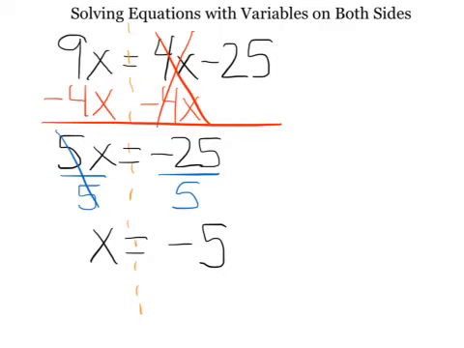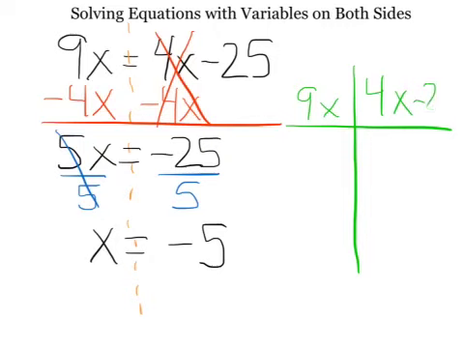So we want to check our answer by seeing, does negative 5 work in our top equation? So over here we can say, okay, 9x is what's on one side. 4x minus 25 is on the other. Well, if we plug in our negative 5, we get 9 times negative 5. Well, that makes negative 45.